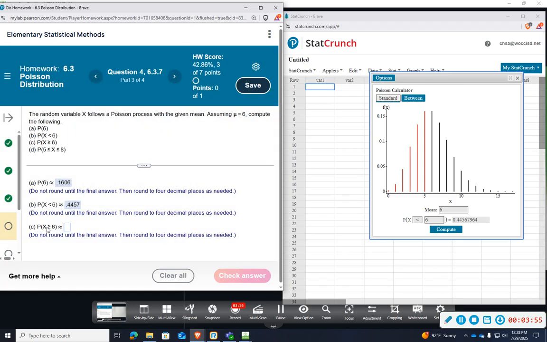C, probability of x is greater than or equal to 6. So we're just going to change that to greater than or equal to. So that would mean 6 or more. So 6, 7, 8, 9, 10, 11, all the way to infinity. That seems like it would be hard to compute, but there are some probability properties that say if you add everything up, it equals 1. And if you do 1 minus, again, what we got in the previous problem. So let me just show you that.